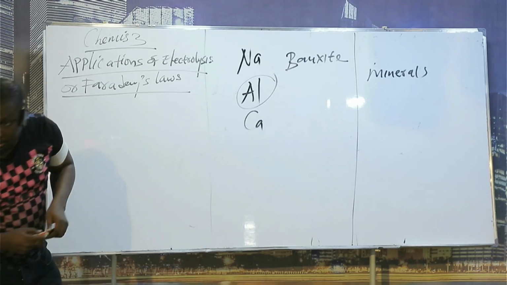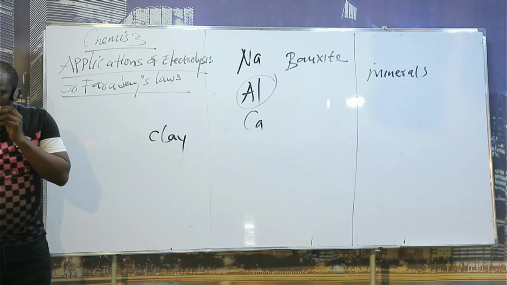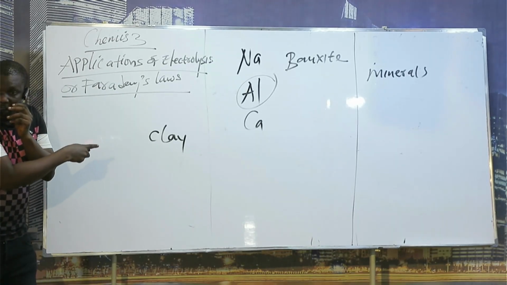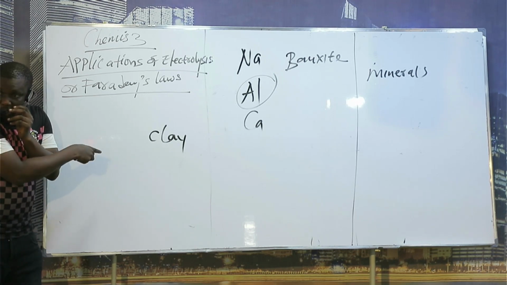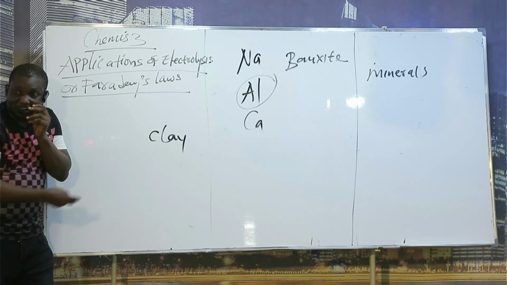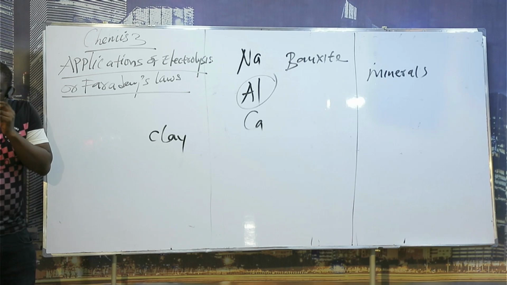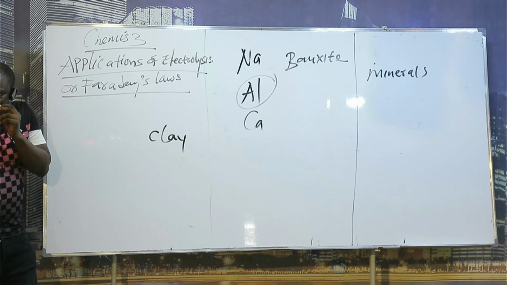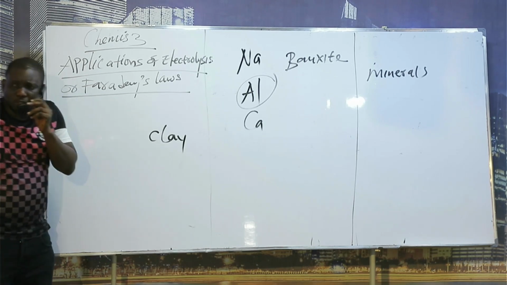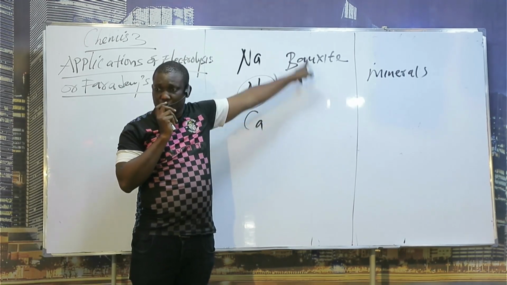Anyway, clay. Clay is what? A mineral. It contains complex silicates of aluminium. But even though it contains aluminium, you cannot extract it, because there is no sophisticated machine that can isolate and extract aluminium from clay. The amount of aluminium in clay is too minimal. So you can only refer to clay as a mineral, not ore. But this one you can call a mineral and at the same time call ore.